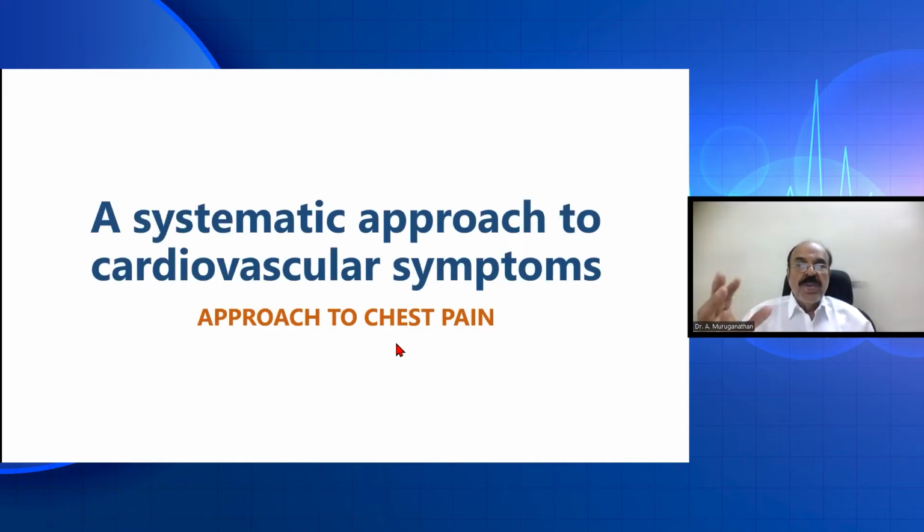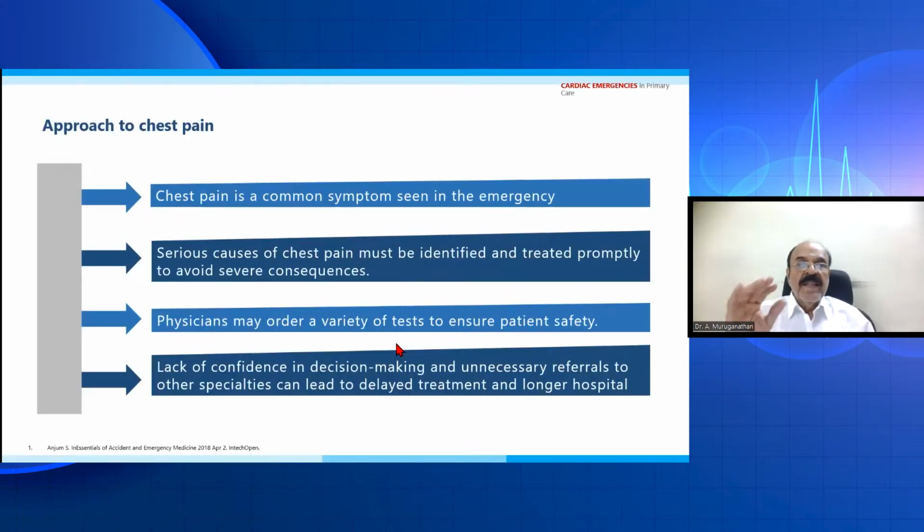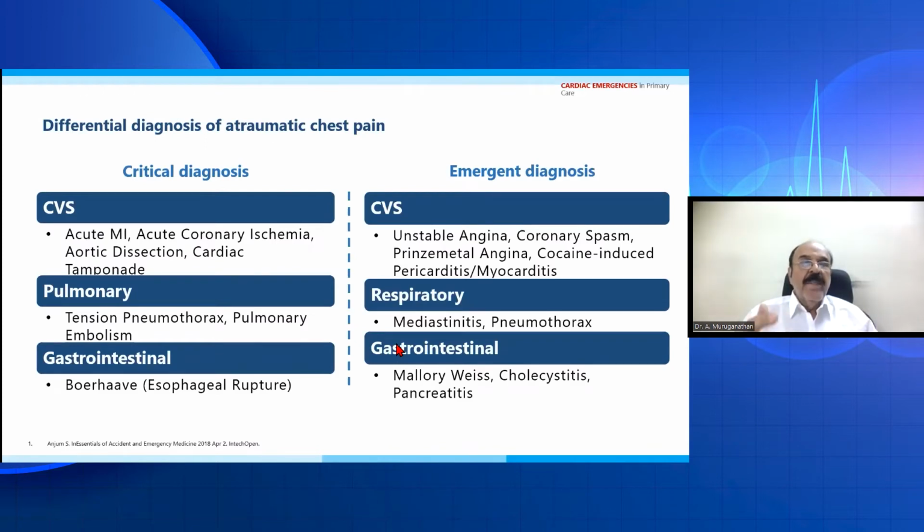A systematic approach to cardiovascular symptoms. First, we have talked about chest pain. So how do you approach a chest pain? Chest pain is a common symptom seen in the emergency. Serious causes of chest pain must be identified and treated promptly to avoid severe consequences. Physicians may order a variety of tests to ensure patient safety. Lack of confidence in decision-making and unnecessary referrals to other specialties can lead to delayed treatment and longer hospital stay. We talk about the golden hour in an emergency.